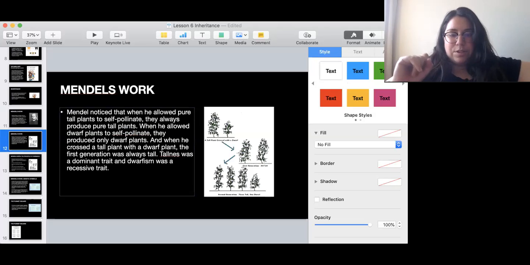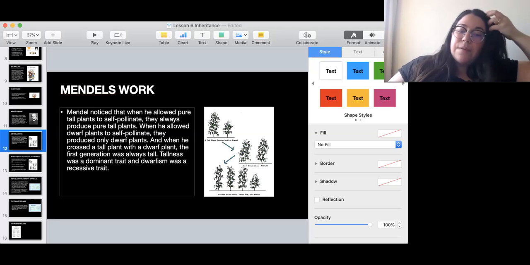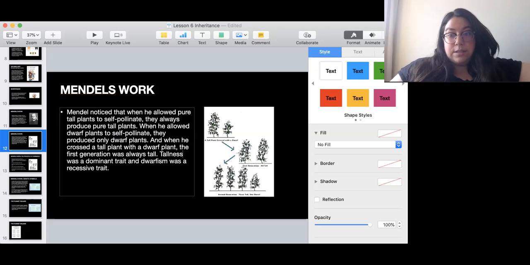But then, this is a cool experiment, when he crossed a tall plant with a dwarf plant, the first generation was always tall, okay? But after, like the second generation, it would produce 3 tall pea plants, but then 1 dwarf. Okay, so he realized that being tall was a dominant trait, like that gene was stronger. And then being dwarf, or dwarfism, was a recessive trait. It was one characteristic that wasn't that strong, okay?